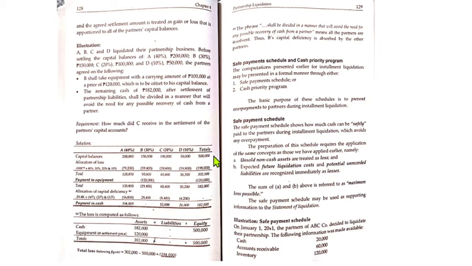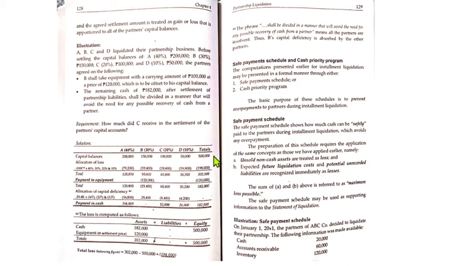Okay. You have to allocate for the loss or the gain on this scenario because ang sinabi dito yung capital balances, and then si B daw kukunin niya yung equipment at 120,000, then i-offset yun sa kanyang capital balance, then the remaining cash daw after settlement ng liabilities ay 182,000. So how do you analyze this?